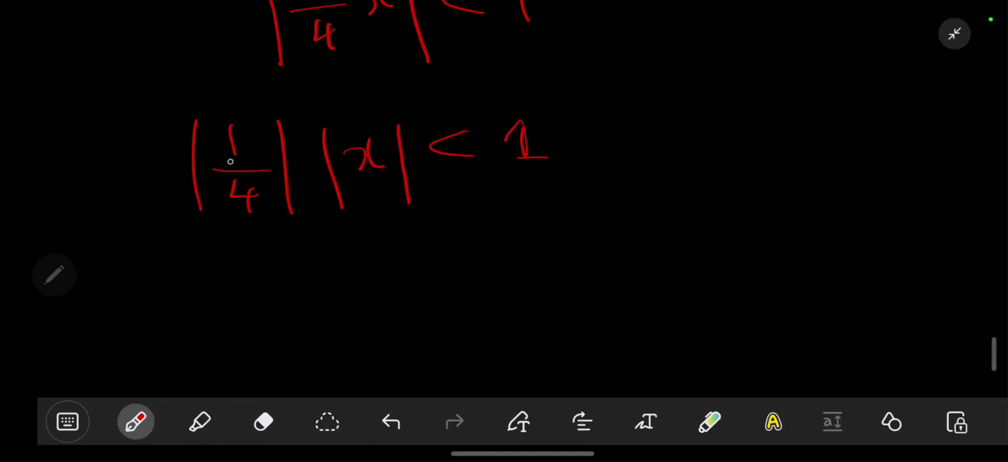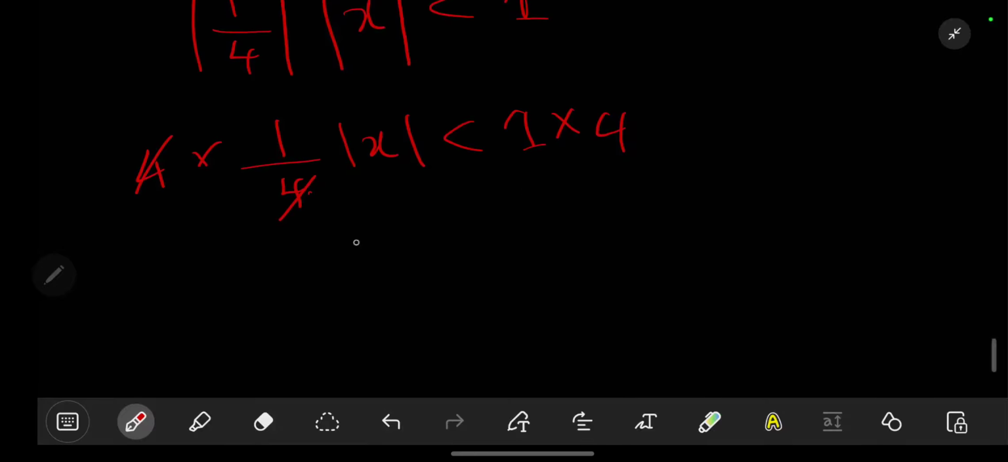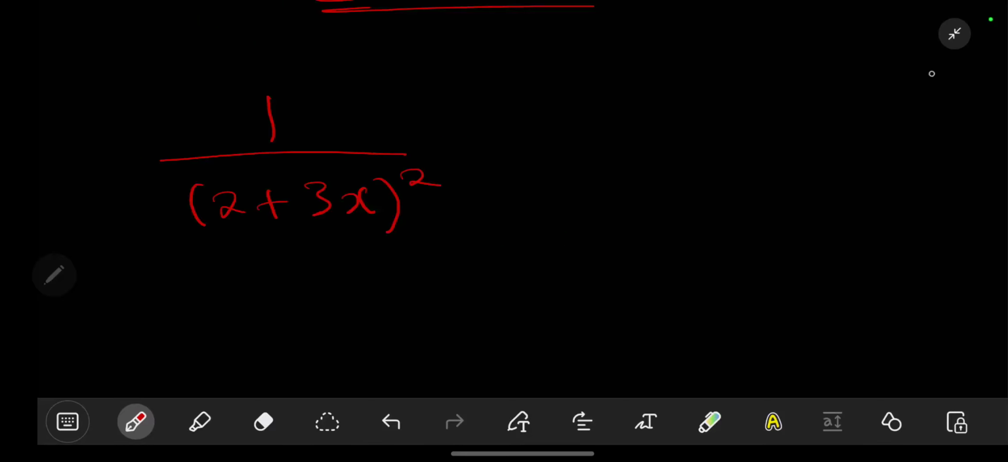The absolute value of any number is positive, so it is just the same, absolute of x, like that, less than 1. From here, just cross multiply or just multiply by 4, whichever you are comfortable with. So this and this cancel. You multiplied by 4 because it is 1 over 4. So on both sides, the absolute value of x is less than positive 4, like that. So this is our validity for that one.